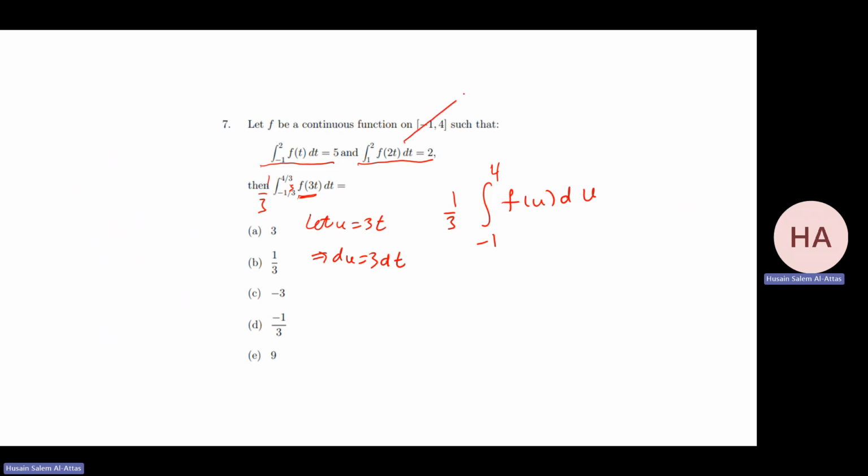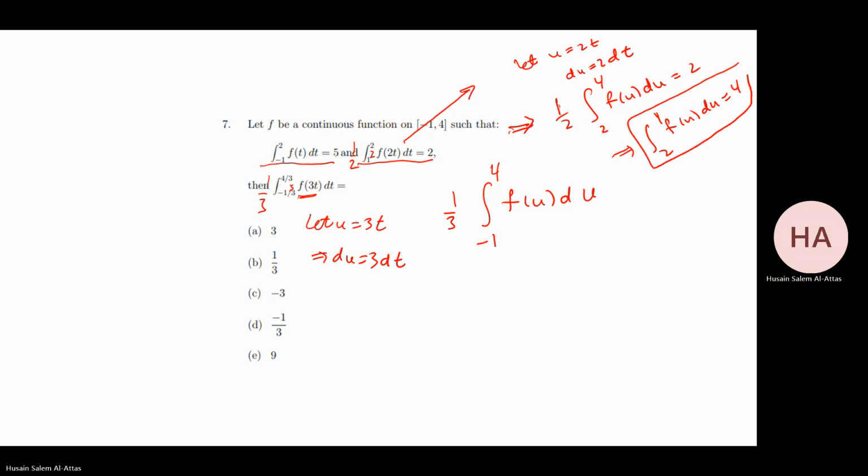Now let me think about this one. I let u equal 2t, du equal 2 dt. So that will be 2 and half outside. That implies half integral from 2 to 4 of f of u du, that should be 2. So it means integral from 2 to 4 of f of u du, that should be 4.